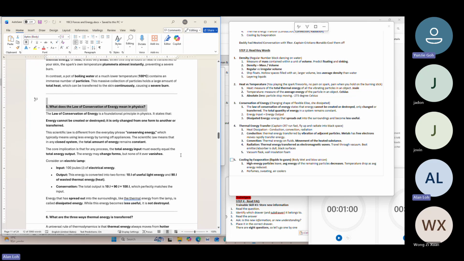Jaden, which drawer? Drawer 1. Drawer what? Drawer 1? Oh, no, density? Drawer 3. Drawer 3, yes. That your father is having a conversation with Thor. The conversation. Sounds like conservation.